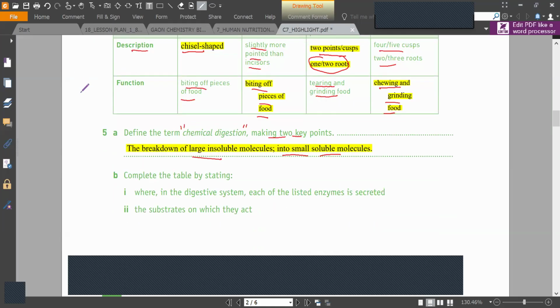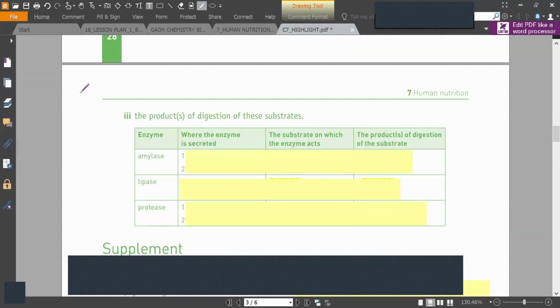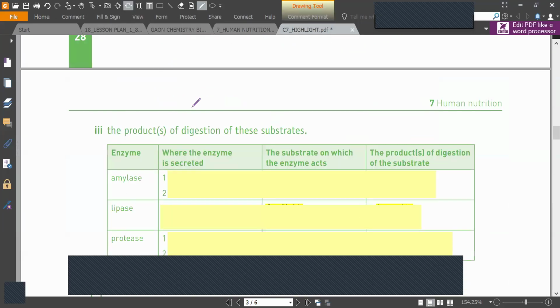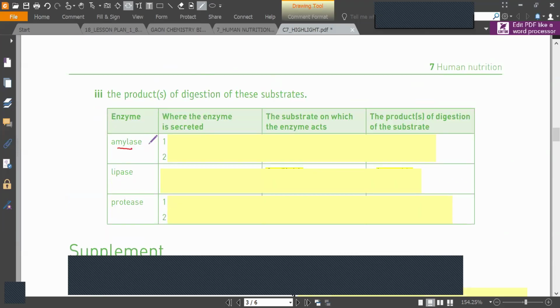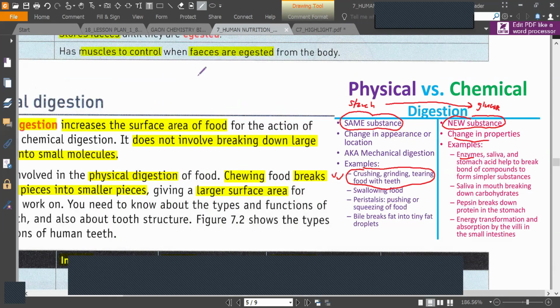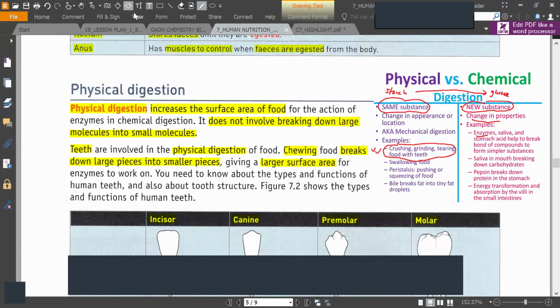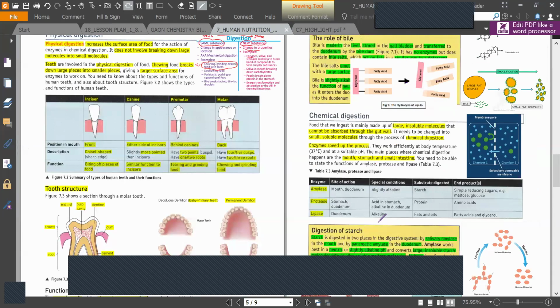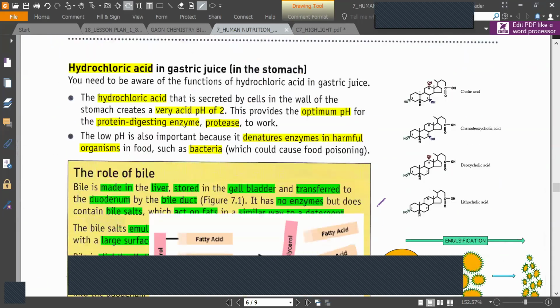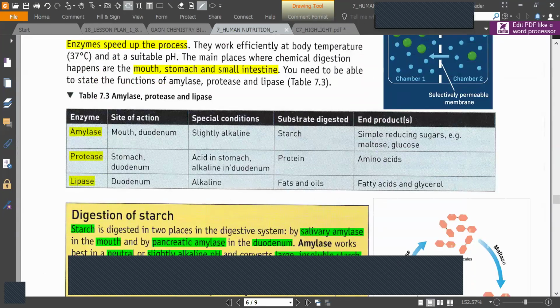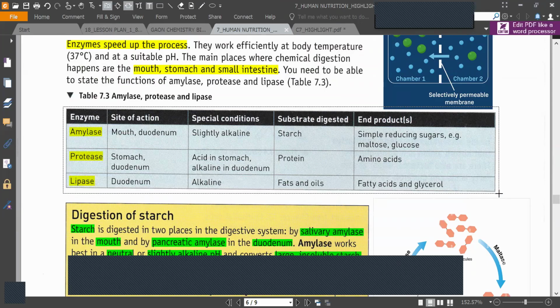Complete the table by stating, so we need to complete this table. For the amylase enzyme, where is it secreted? The substrate the enzyme acts on, and the products. We already learned that. So this table we need to memorize for the exam. So amylase, what does it do? And the products.